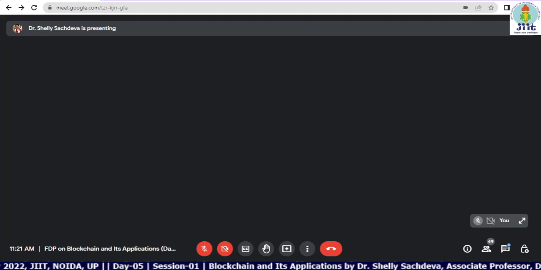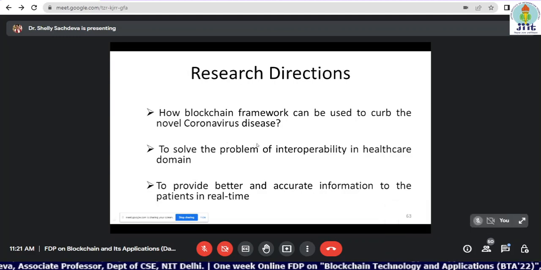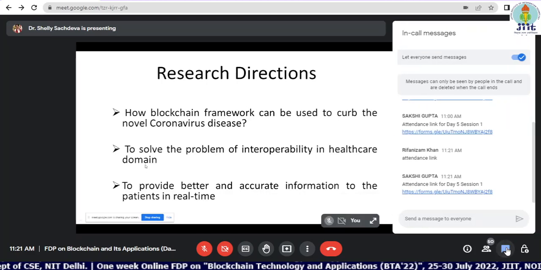Whenever the next pandemic situation may occur, at least a blockchain will be able to simplify things and give transparency to the users. At that particular time, people were paying 50,000 rupees or even 90,000 for a simple injection which cost just around 600 or so, right? So how can a blockchain framework be used to curb the novel coronavirus disease or cater to a pandemic, and solve the problem of interoperability in the end-to-end healthcare domain? This is another domain where we are working.